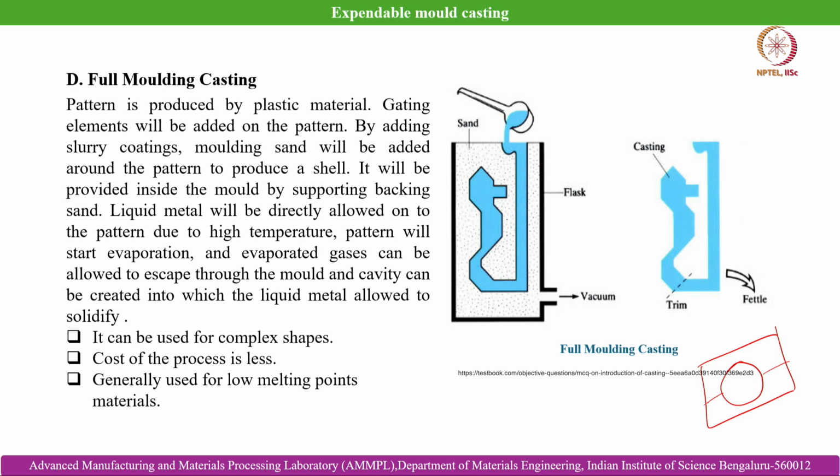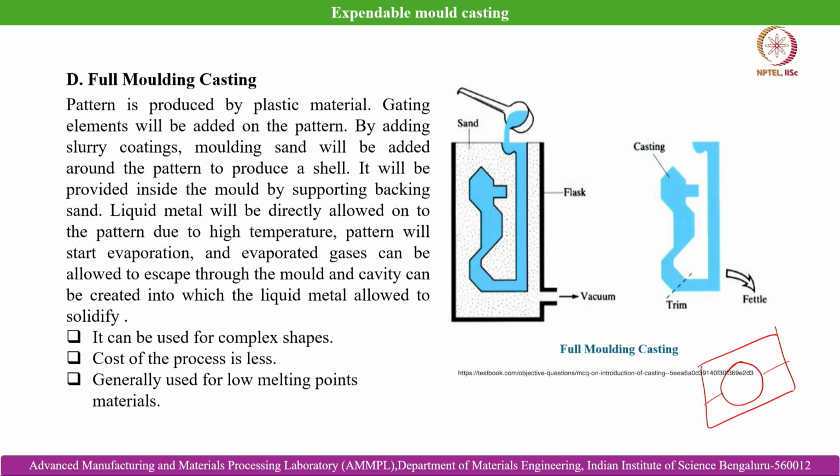We make a shell by sprinkling ceramic slurry coating, and thereafter the backing sand, and then thereafter we use the molding sand, so that we can get a very improved surface finish around the polymeric pattern that is placed within the mold cavity, so that we can end up getting a very high surface finish in the cast part itself once it is solidified.